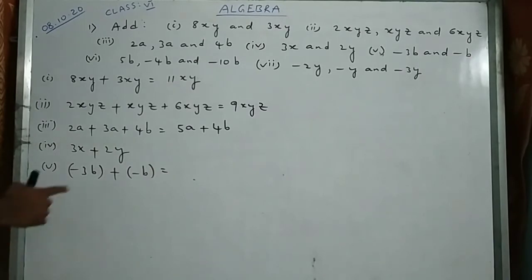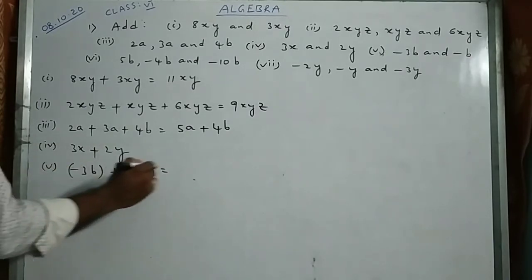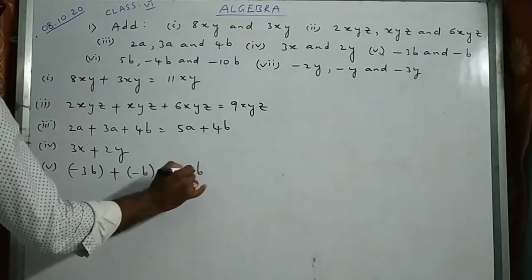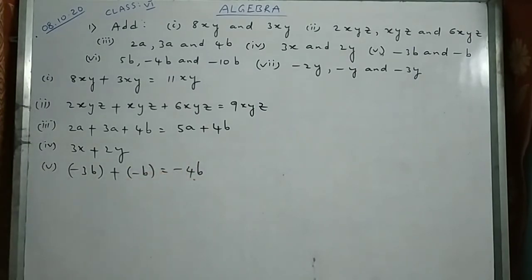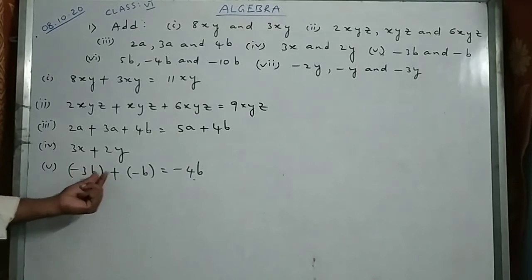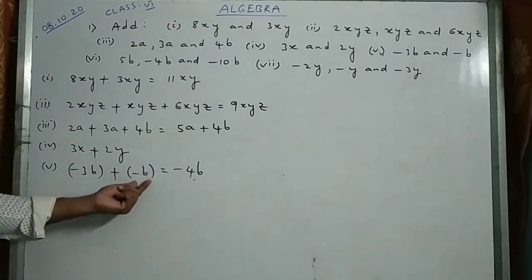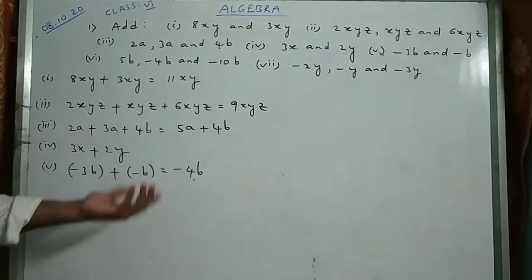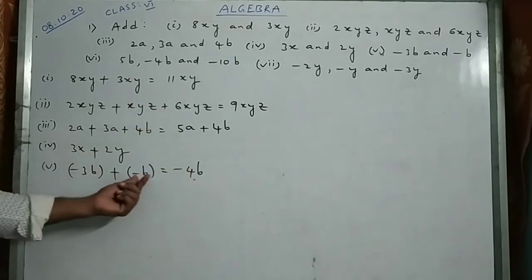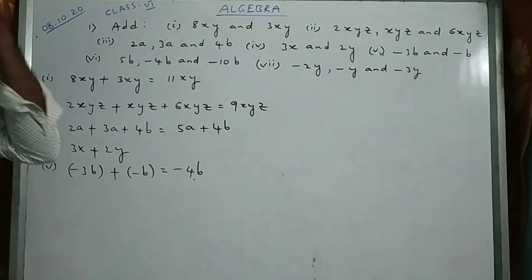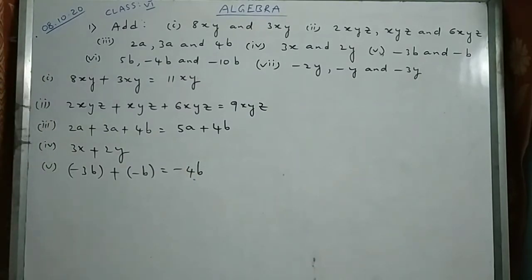We can simplify because b terms are like terms only, no? Since both are negative, we have to add and write negative. You remember this. Whenever there are same symbols, minus 3b, minus b, what should you do? Add and write the same symbol. 3b and 1b, 4b, write negative as it is. Clear? So, whenever we have same symbols, add and write the same symbol.